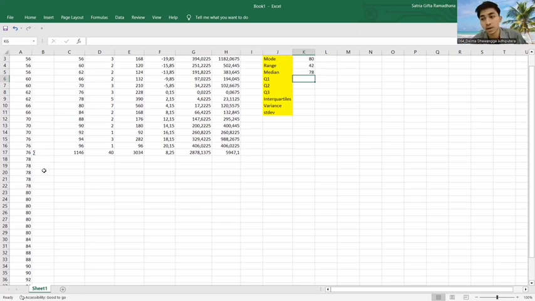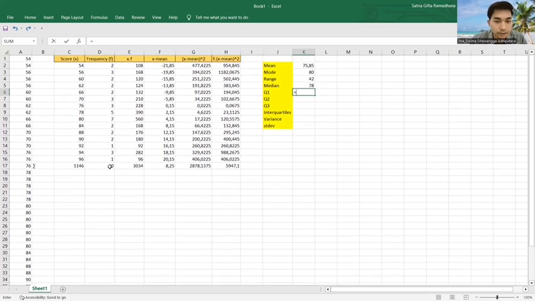And next, we have to find the quartile one. To do this, we have to add the sum of frequency plus 1 and then divide it by 4. So just type equal, the sum of frequency is 40, in parentheses, don't forget, times plus 1 and divided by 4. Enter. So we already have the first quartile.